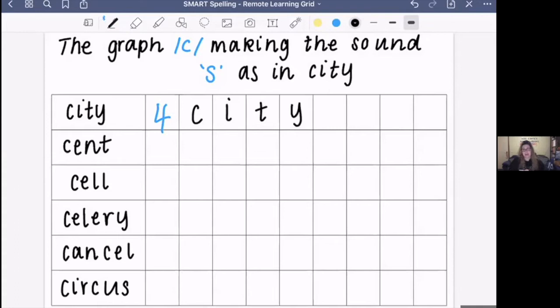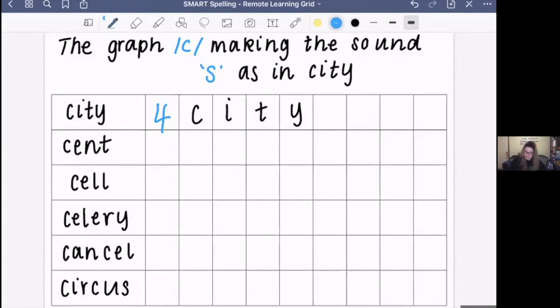If you had to remember how to spell this word, what might be the tricky part to remember? Perhaps it is our graph C, making the sound S. Can you please spell the word city back to me the same way that I spelled it to you? I'll say it again so you can remember how it sounds. C-I-T-Y. Your turn.